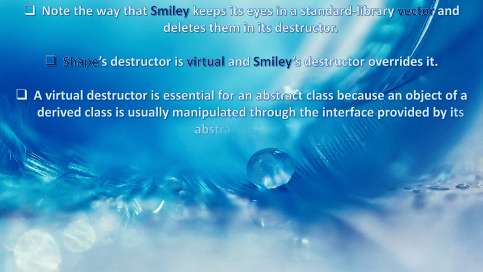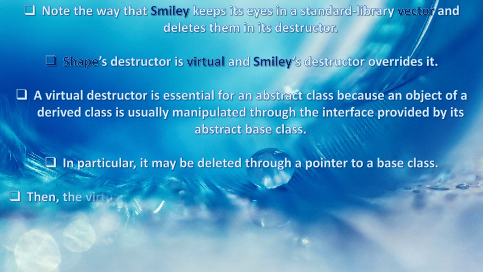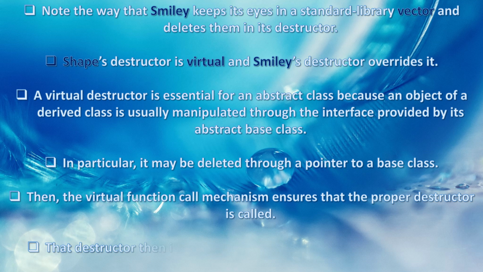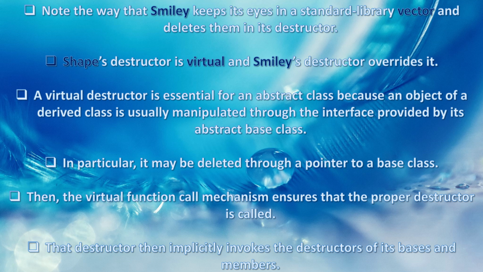A virtual destructor is essential for an abstract class because an object of a derived class is usually manipulated through the interface provided by its abstract base class. In particular, it may be deleted through a pointer to a base class. Then, the virtual function call mechanism ensures that the proper destructor is called. That destructor then implicitly invokes the destructors of its bases and members.